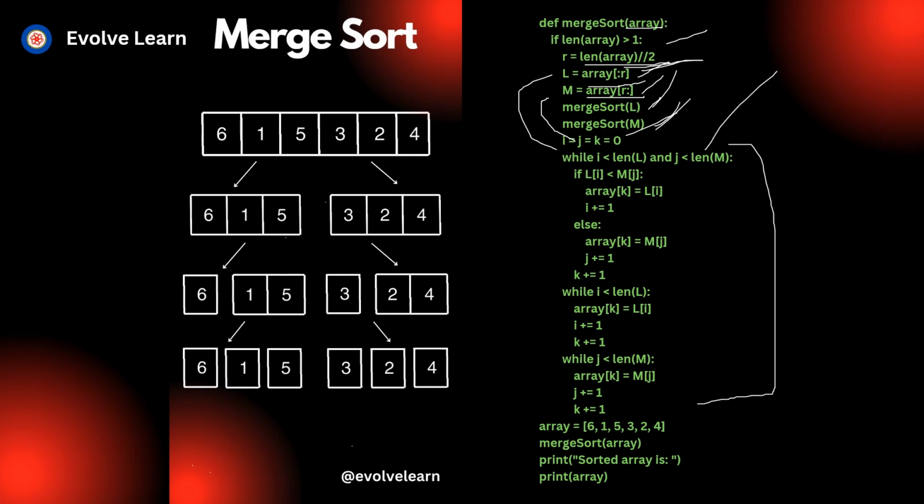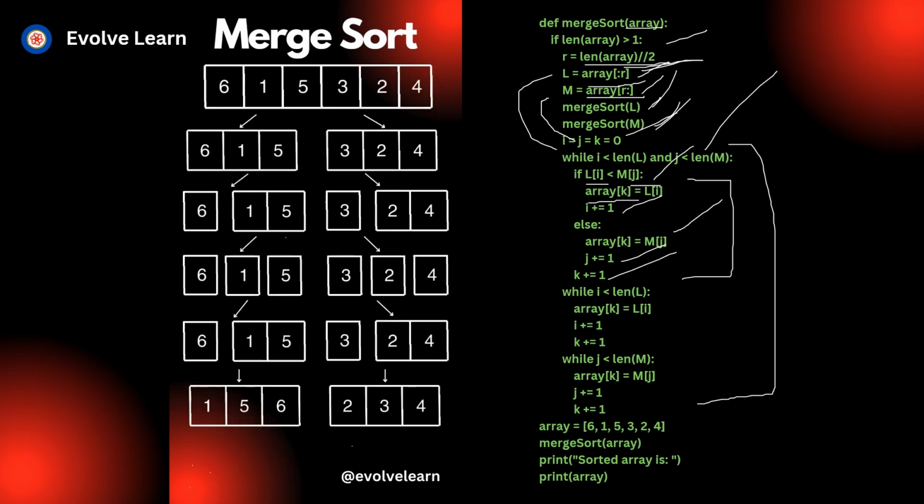Next, in the if statement, we simultaneously compare the elements at the current indexes I and J. If the element in L is smaller than the element in M, then the element from L is pasted in the original array at index K, and I is then incremented. Otherwise, M is copied to the original array at index K and J is incremented. In both cases, K is incremented to keep track of the position where the next element should be placed in the original array. Let's see this block of code in the animation.